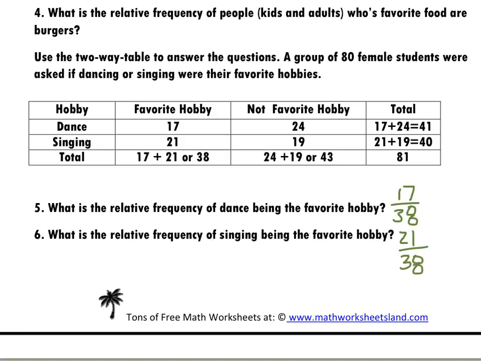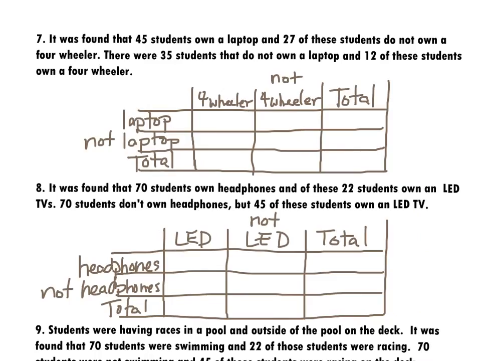Now let's look at making some of these tables. I've got started on this table. We have 45 students who own a laptop. So I got a laptop row, and some of them do not have laptops, so I've got a not laptop row. And of these students, 27 of them do not own a four-wheeler. So we have some that have a four-wheeler and some that do not have a four-wheeler. And then of course I have a total column and a total row, and hopefully these numbers add up to be the same.